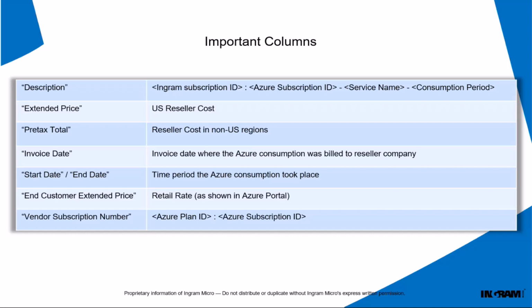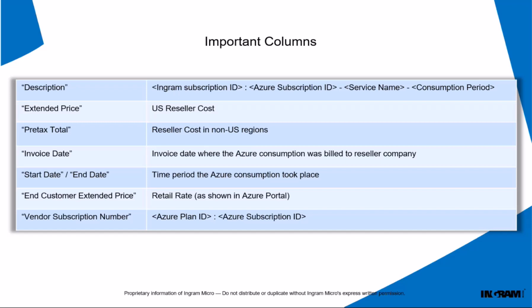Next one down is the extended price. So if you're operating in the US, the extended price is what you as a reseller were billed. If you're in a non-US region, then the next row right down, pre-tax total, that's what you would want to refer to, if you're in Canada, for example. The invoice date was the day that this line item appeared on your cloud invoice. And then the start date and the end date, again, is the time period that the consumption took place. So you'll notice that the consumption period is in the description, as well as the start and end date columns, which are separate columns.